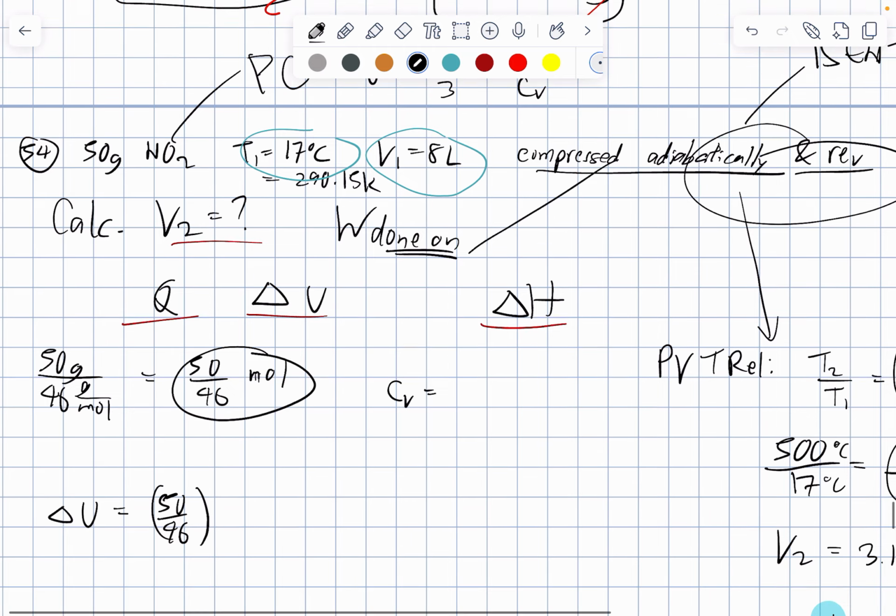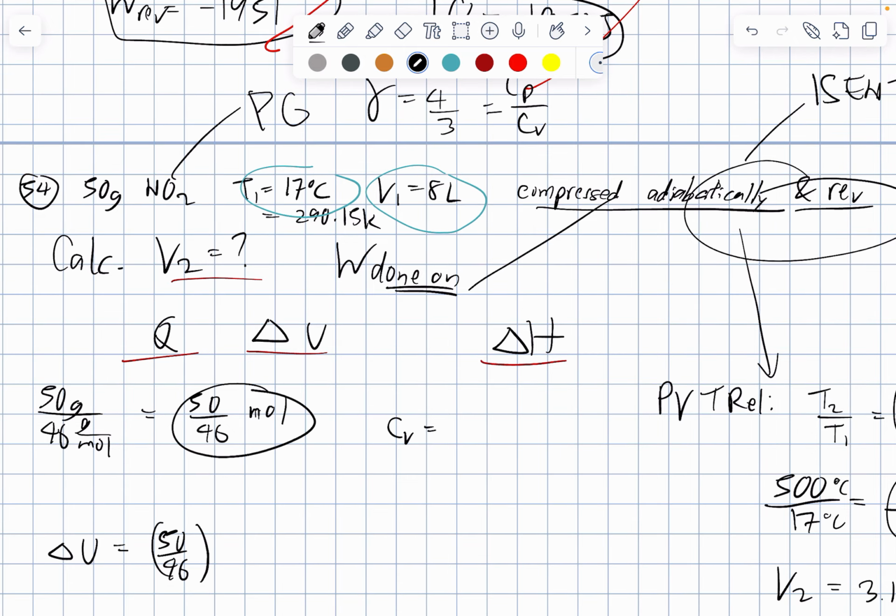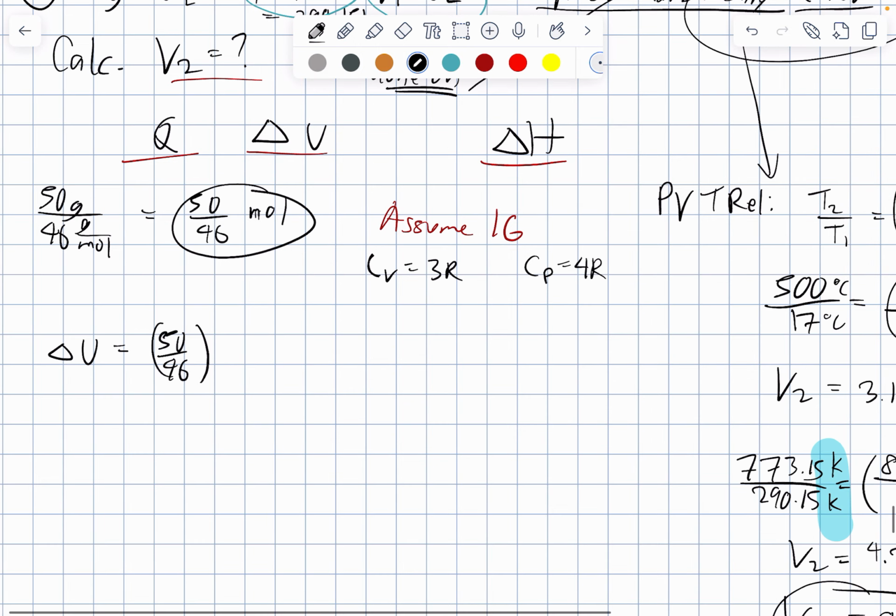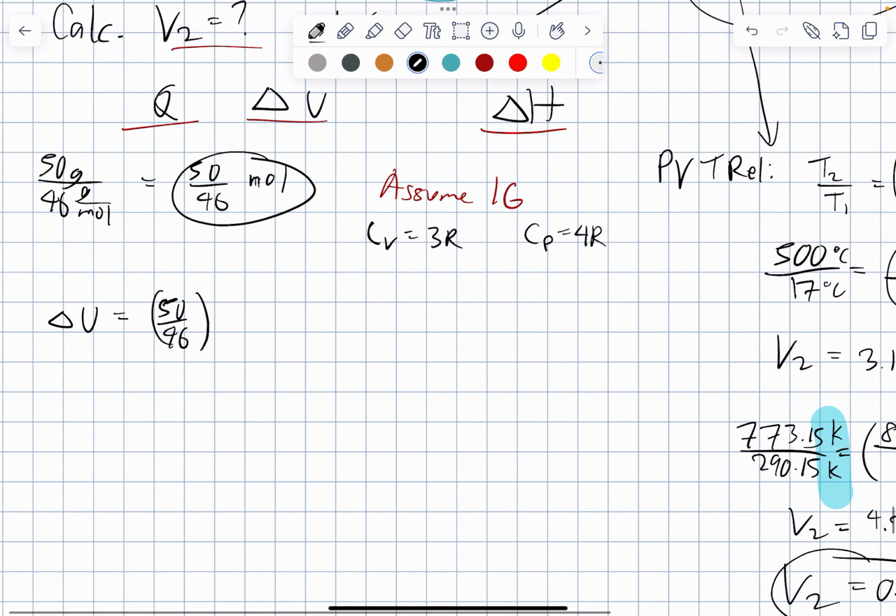NO2 is a polyatomic gas, no? Ideal polyatomic gas. So Cv is, wait. We're going to assume ideal gas. Gas is ideal. So that we can say that Cv for ideal polyatomic gas is 3R and Cp is equal to 4R. Yes, rightly so.